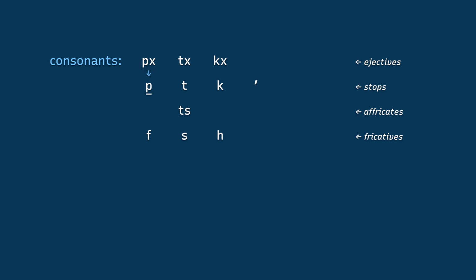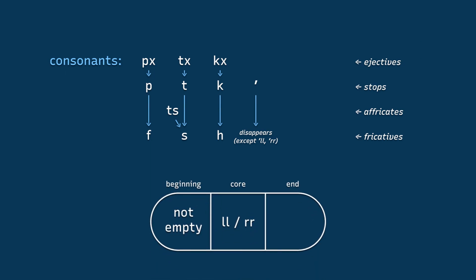Px becomes p. Tx becomes t. Kx becomes k. The stops and affricates become fricatives. P becomes f. T and ts become s. K becomes h. And the glottal stop disappears altogether. One exception: the glottal stop doesn't disappear if it's followed by a pseudovowel. This is because, as we have seen in the last video, a syllable cannot begin with a pseudovowel. So, if we'd apply lenition in this case, we'd end up with an impossible syllable.